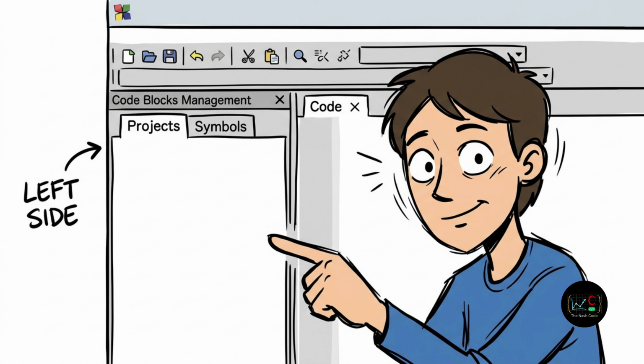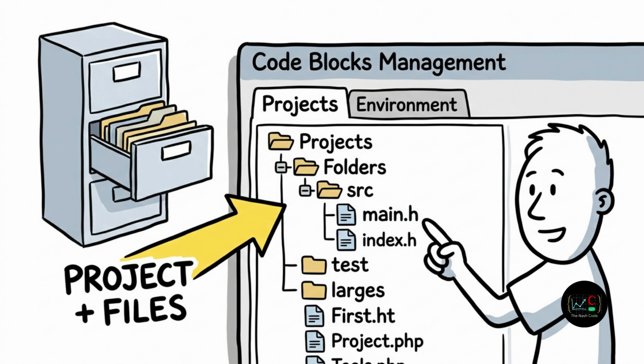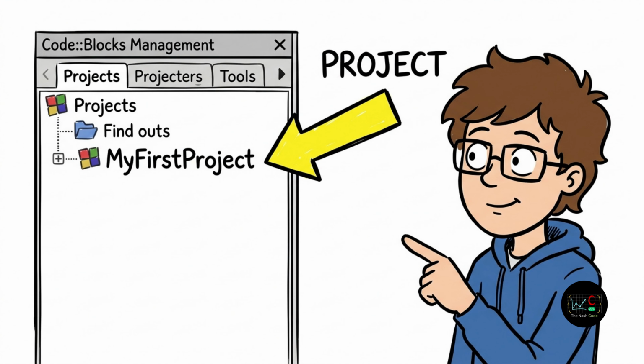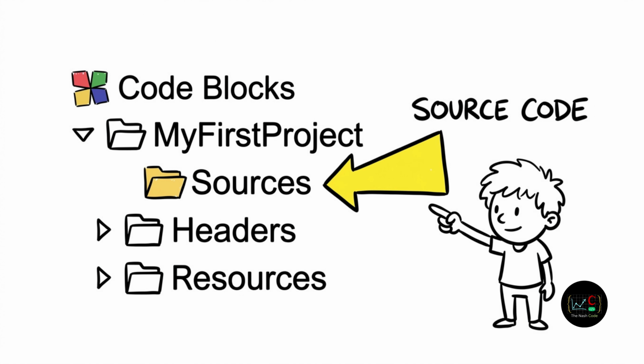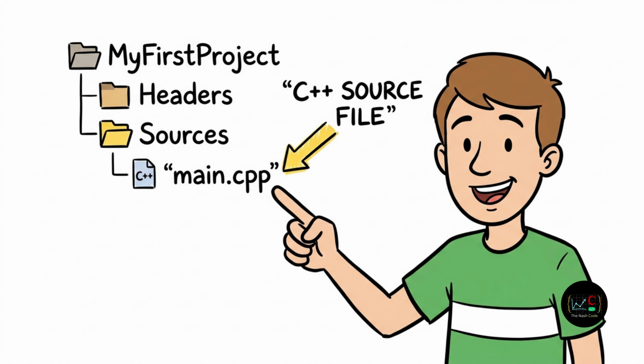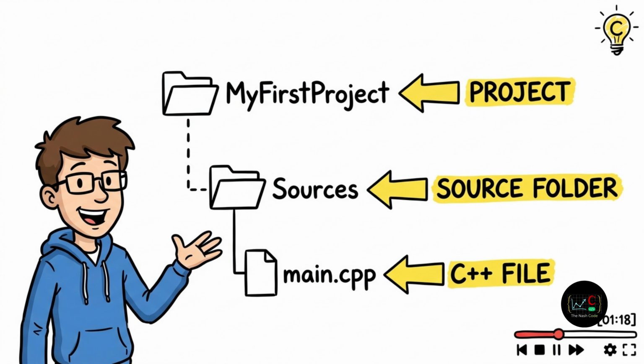Now let's move to the left side. This area is where Code::Blocks can show your project and its files. Think of it like a file shelf. For example, you might eventually have something like: my first project, sources, main.cpp. Here, my first project is the project. Sources contains your source code. And main.cpp is a C++ source file.